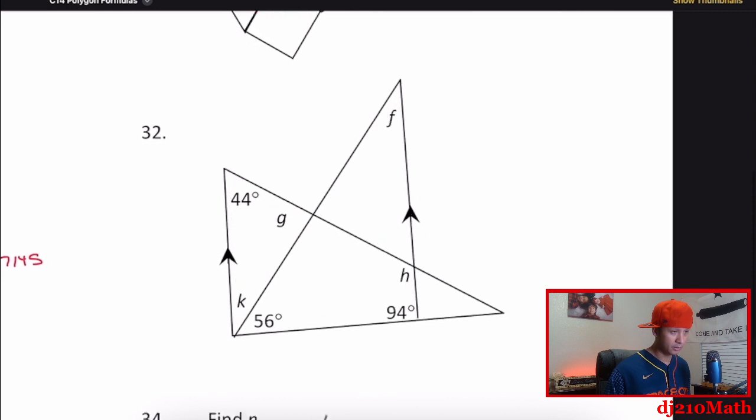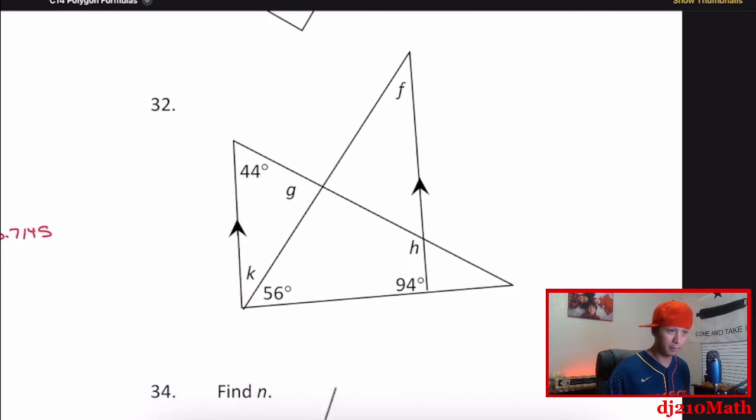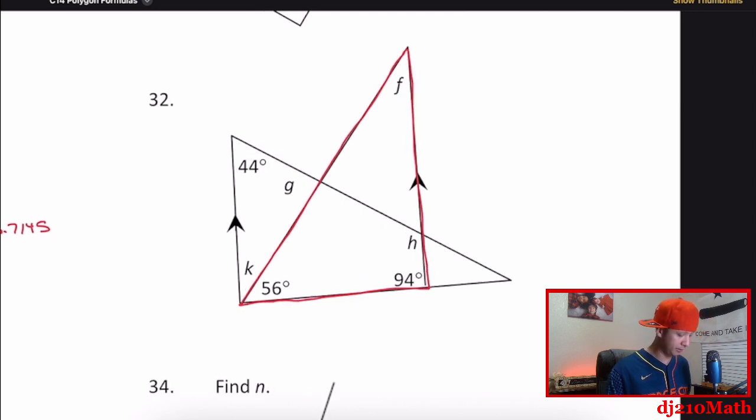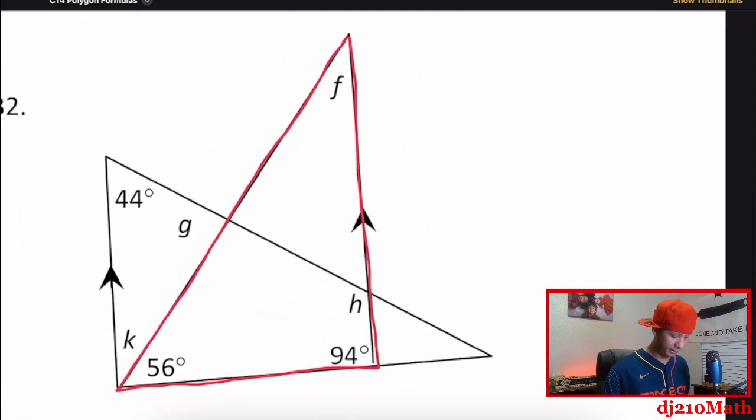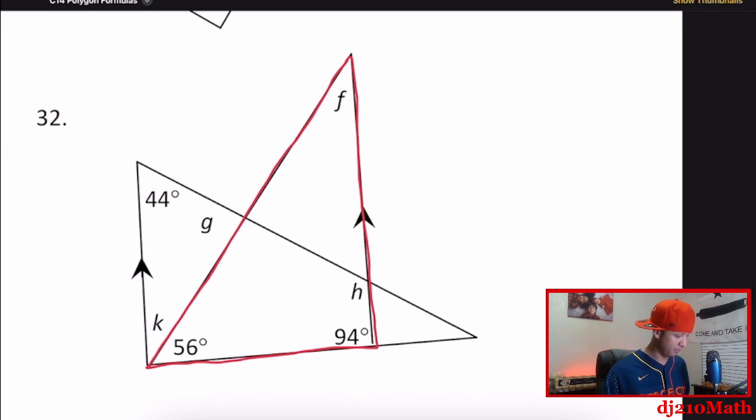Okay, 32. It's all about what you see first. What you see is different from what I see, right, and vice versa. The first thing I see is that there is a big triangle, and I know that there's 180 degrees in a triangle. So to figure out F, we do 180 minus 56 minus 94. F is 30.